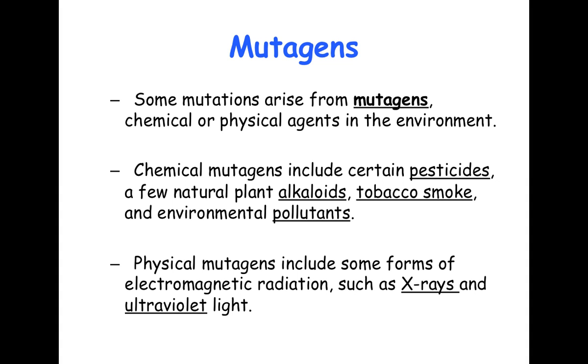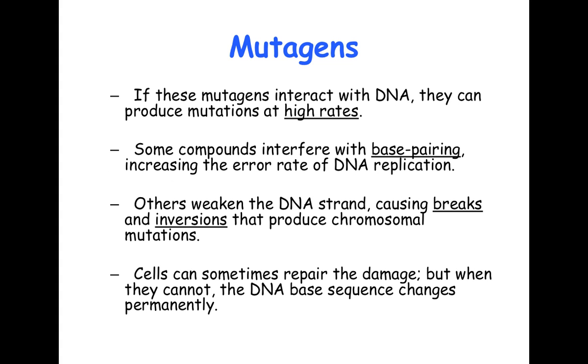We know that, for instance, ultraviolet light causes mutations on our skin. So if these mutagens interact with the DNA, they can produce a lot more mutations than we would get naturally. Some of these compounds will interfere with the base pairing, which means more mistakes during DNA replication. Others will weaken our DNA strand, causing them to break, which is bad, or inversions, or even translocations on chromosomes.